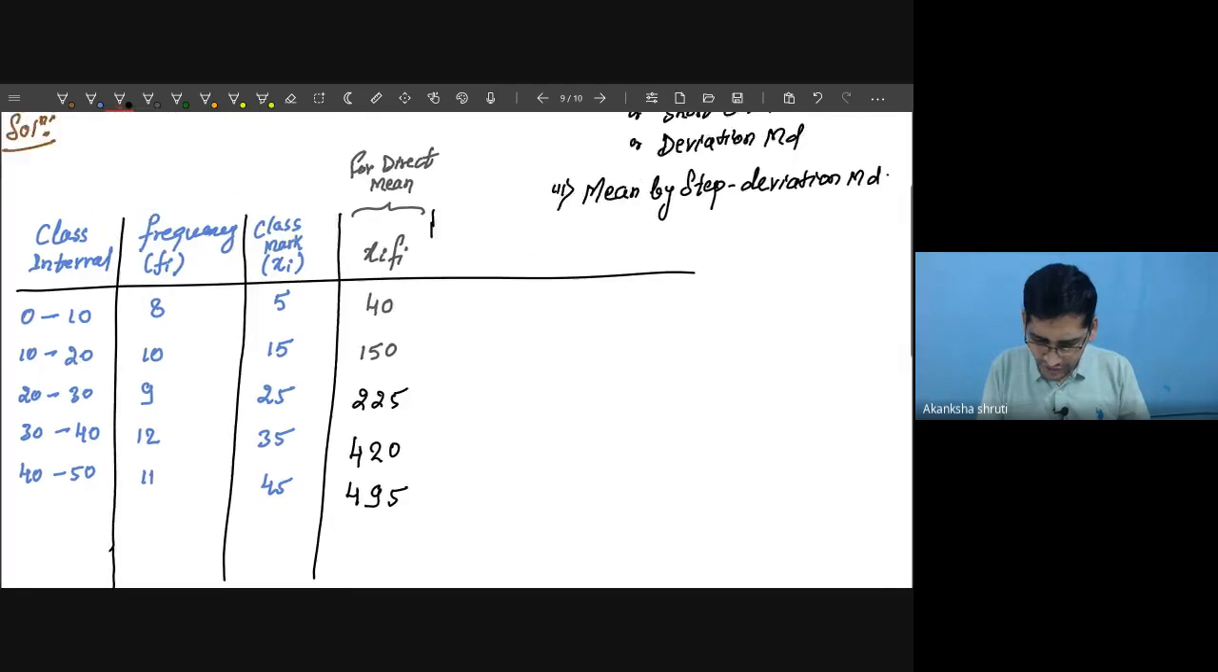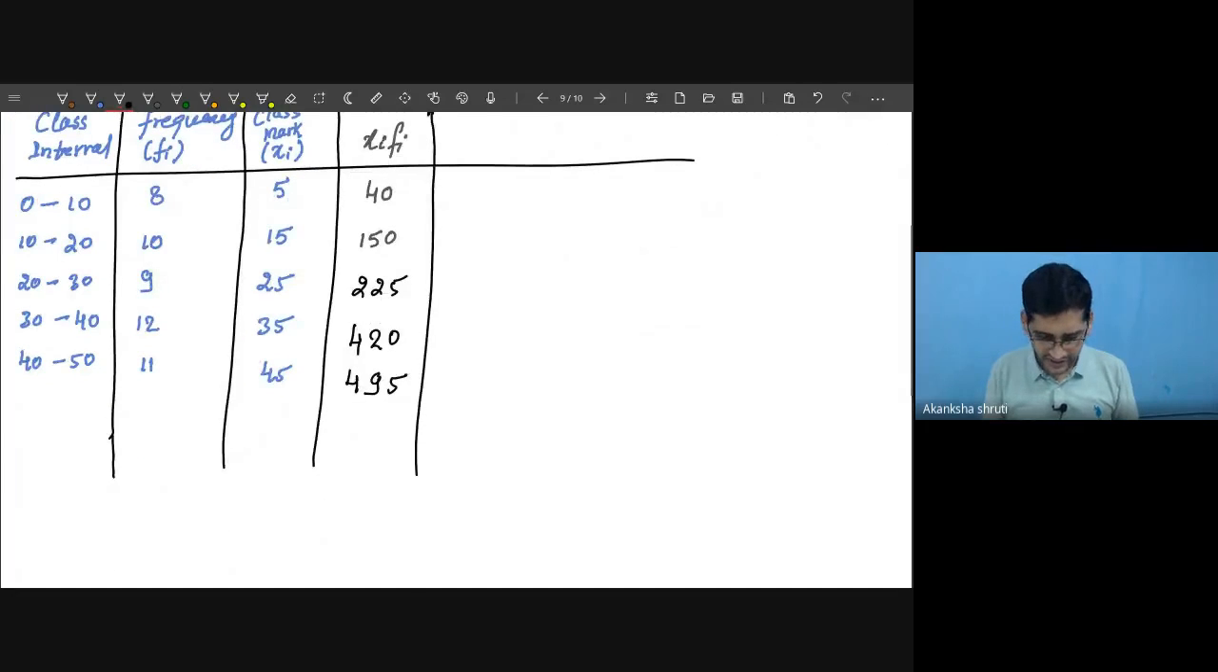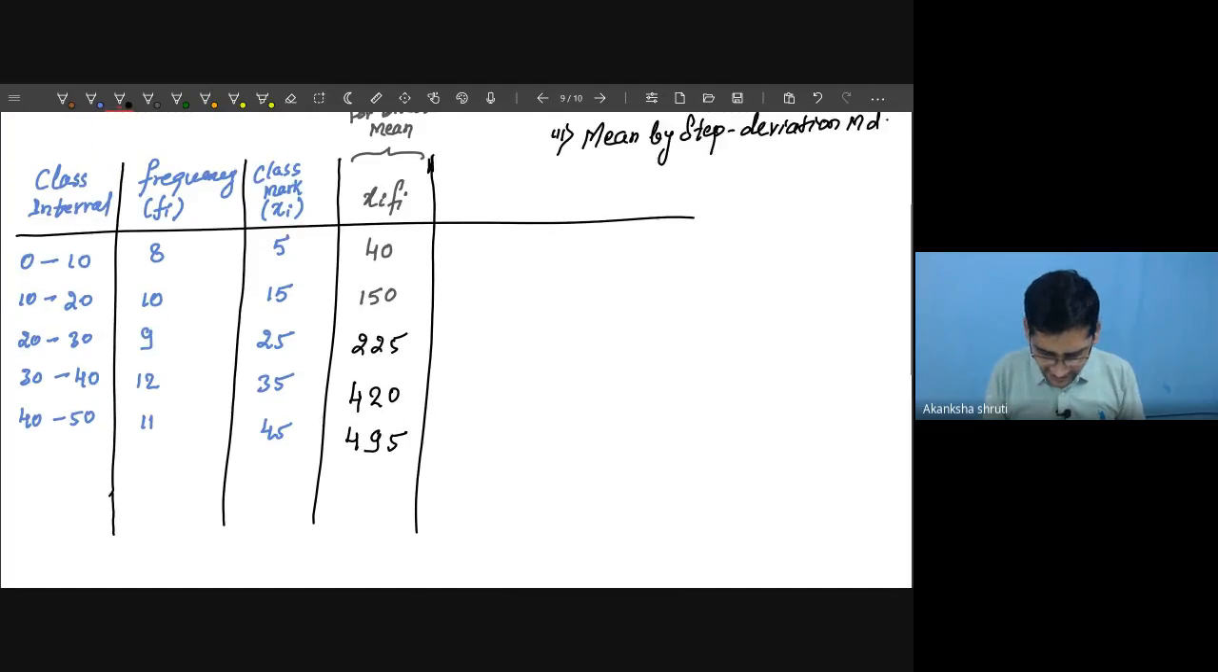you have to do the calculation from this much only. Very first, the summation of fi is always required, so you must calculate it. Go for adding this: 8 plus 10 is 18, plus 9 is 27, plus 12 is 39, plus 11 is 50. So the sum of all the frequencies is 50, meaning 50 observations are there.